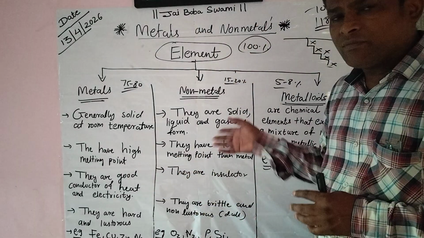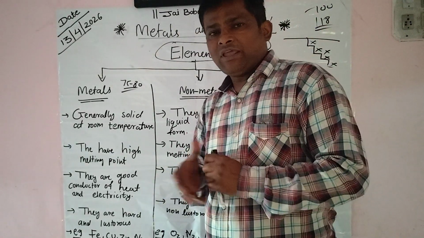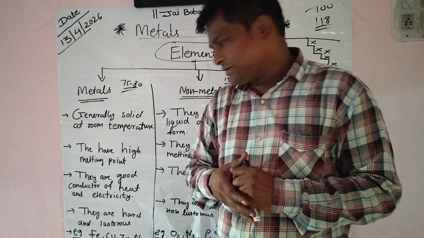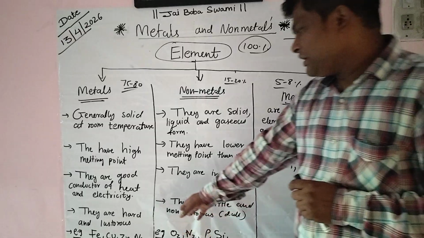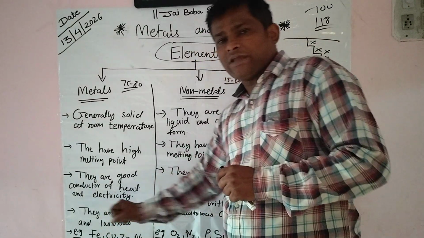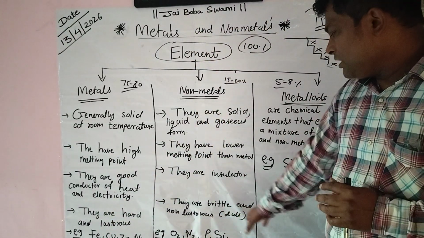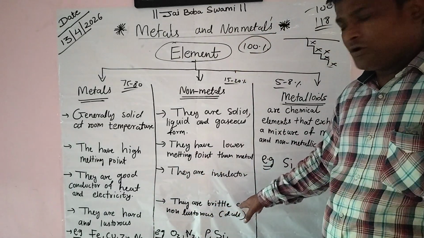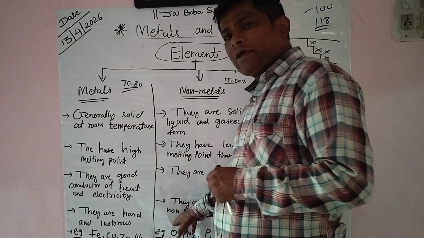But still we have some exceptional cases. In some cases, like graphite, it has a property which conducts electricity. Then metals are generally very hard and lustrous. They have a shiny surface also. But on the other hand, non-metals are brittle and non-lustrous.